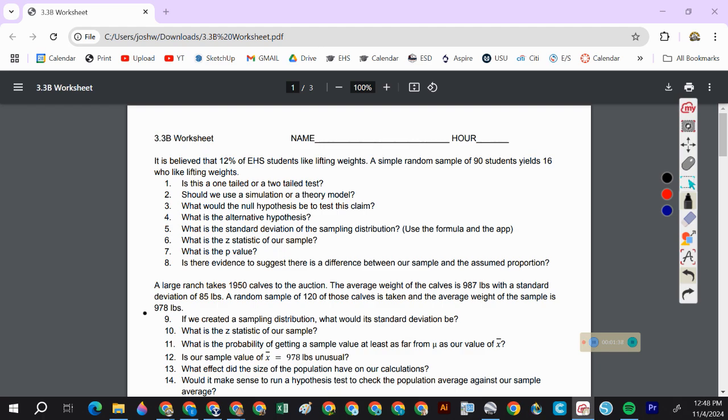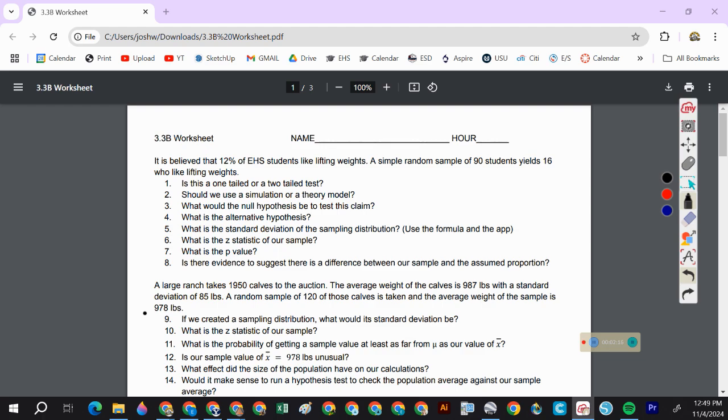Should we use a simulation or a theory model? Theory, why? We have more than 10 successes. We have 16. And we have more than 10 failures. We have what? 74 failures. Lots of failures. Okay. What would the null hypothesis be? What is equal to? What variable? Pi. So the null hypothesis is pi is equal to 0.12. And then the alternative? Pi is not equal to 0.12.